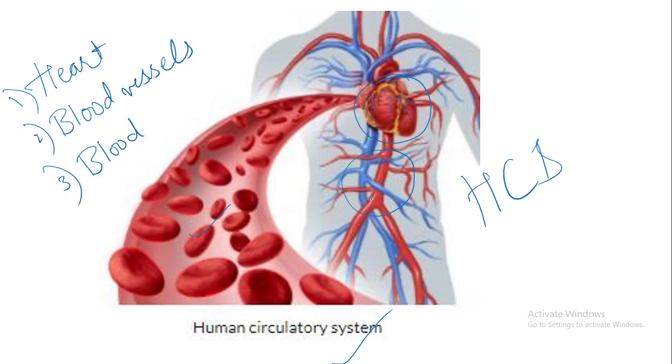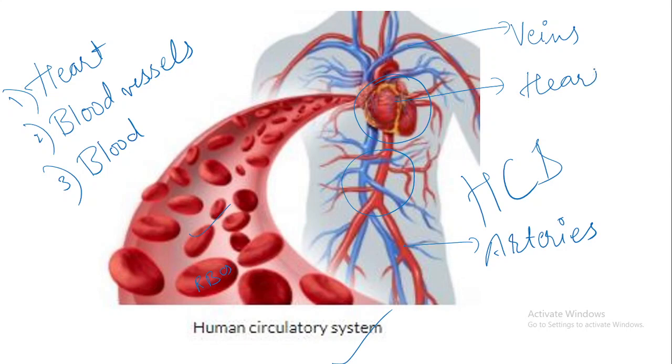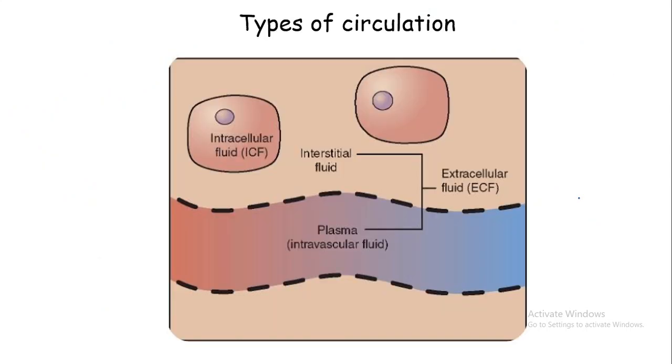You can see the red network branches around here. They are called the arteries. The blue structures are called the veins. We all know that these are WBCs. This is the human heart. Next, types of circulation.